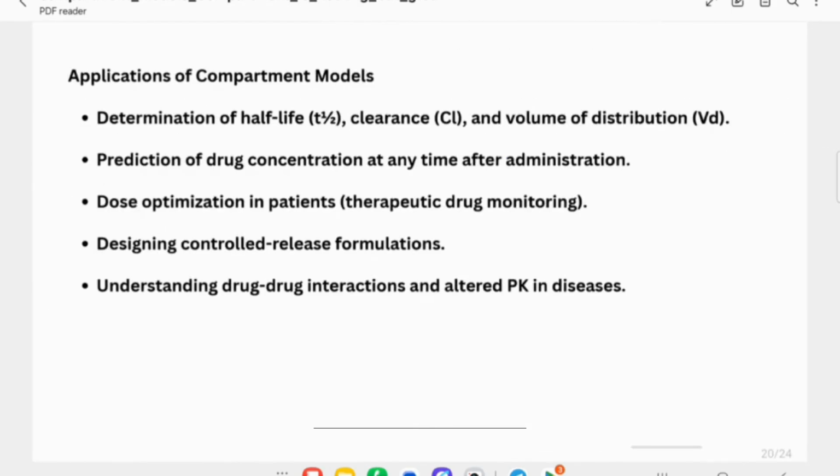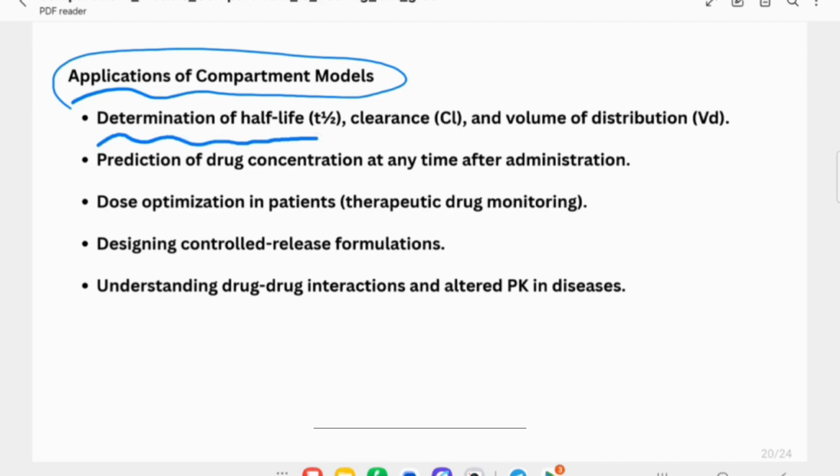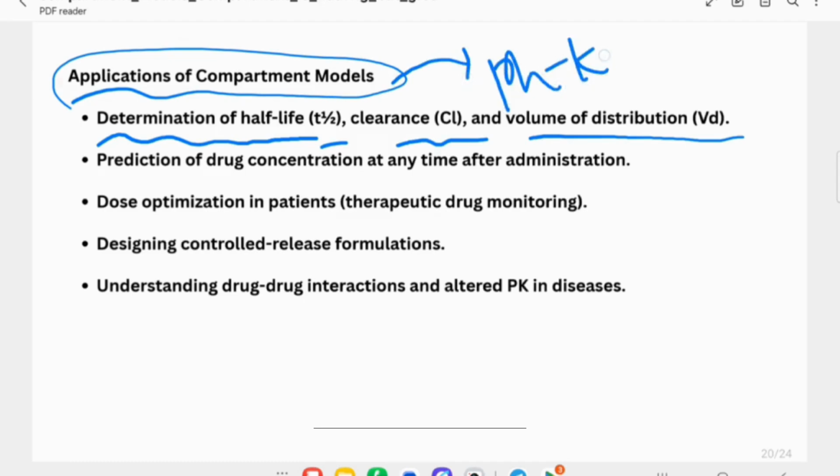Compartment models in detail: they are used for the determination of half-life, that is T half, CL, that is clearance of the drug from the body, and the volume of distribution of the drug in the body. So these models are used for the study of the pharmacokinetic characteristics of the drug. What are they? T half, the half-life of the drug, then CL, clearance, and volume of distribution.